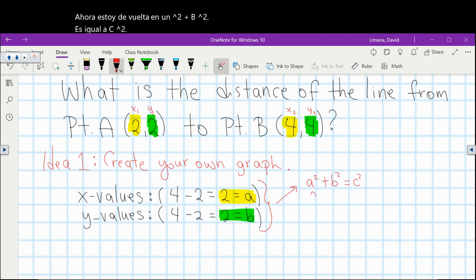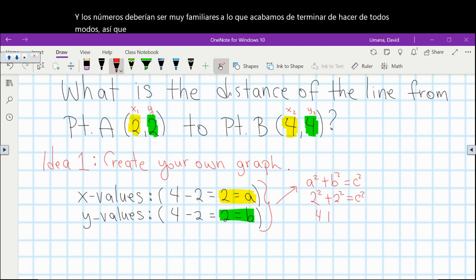Where this is 2, and the number should be very familiar to what we just finished doing anyways. So this should be 4. Jonathan, make sure you have this, please. 4. This is 8.